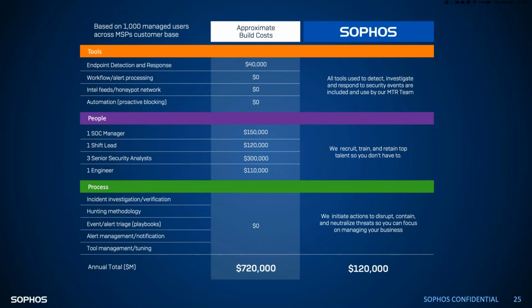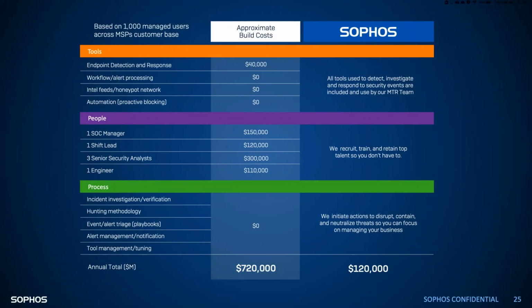And then when you look at the process, the incident investigation and verification, what is the hunting methodology that you would actually go through if you were to do this internally and build out an MTR offering or a SOC offering? If you look at the events and alerts and alert management, notification, tool management, tuning, all of that, I zeroed that out, right? Because it's a cost, but let's look at it as a zero cost. Let's look at the product licensing fee only, at $40K for EDR. And then how do you build a service on top of that?